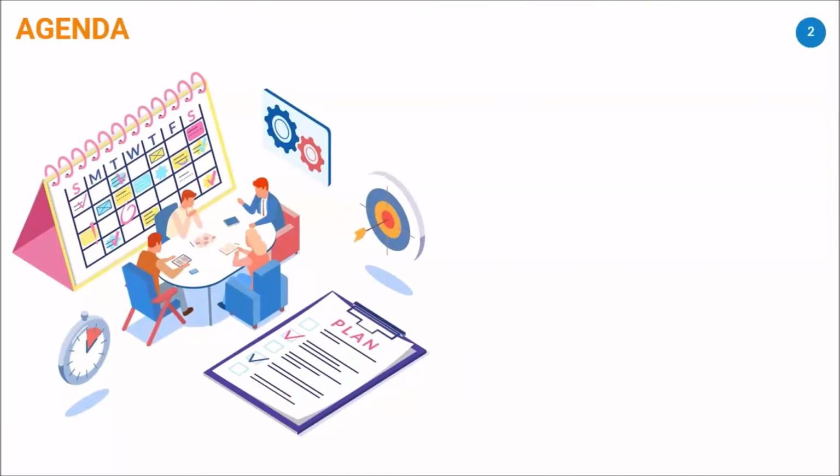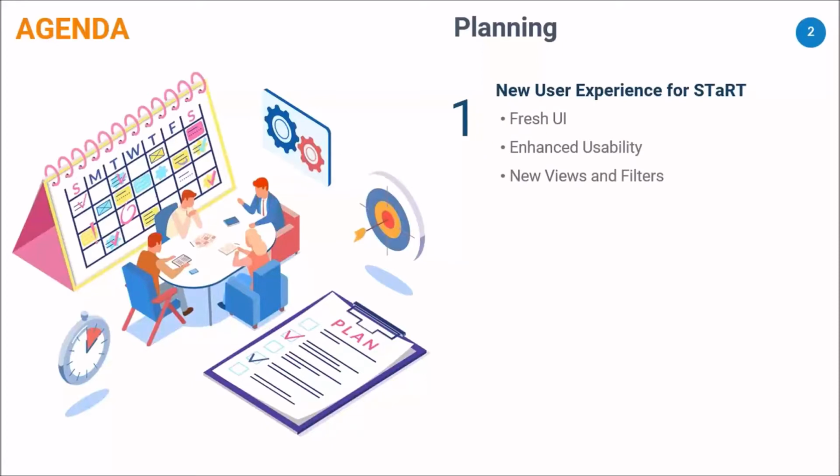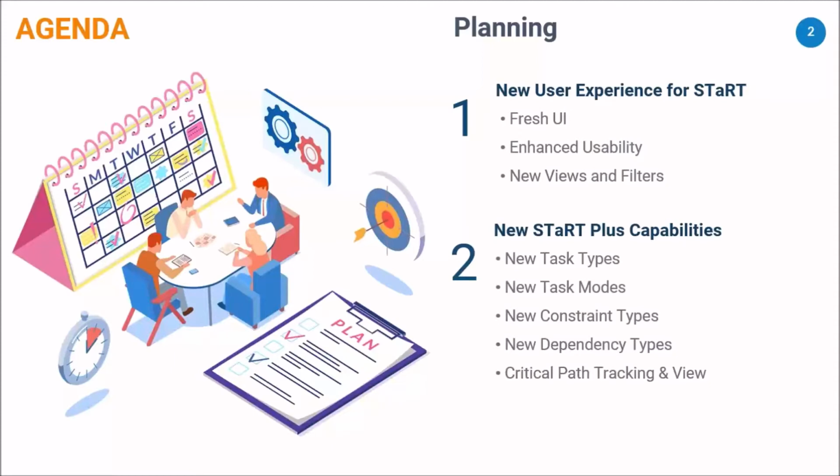So the agenda for this session today is we want to go over all the new features and enhancements that have been shipped as part of our 9.0, which is our major release. We have a lot of new features that are going to help you plan, track, and monitor your project progress much more effectively. On the planning front, we have brought in a new user experience for our Start module, which is our homegrown scheduling engine, and we have given it a major boost with Start Plus capabilities. These are advanced capabilities which are generally seen in planning tools like Microsoft Project. So similar functionality has been introduced as part of the Start Plus module.